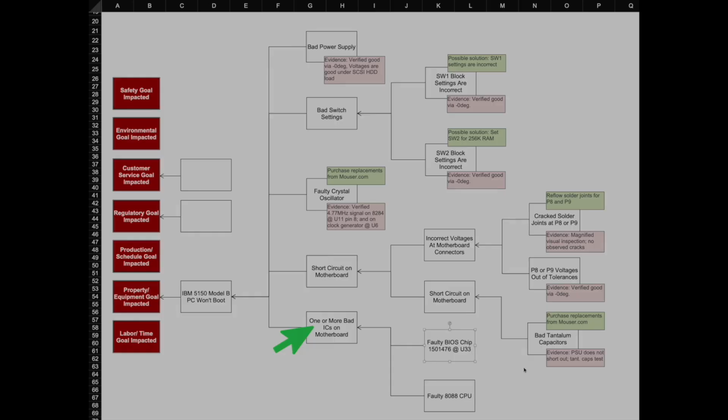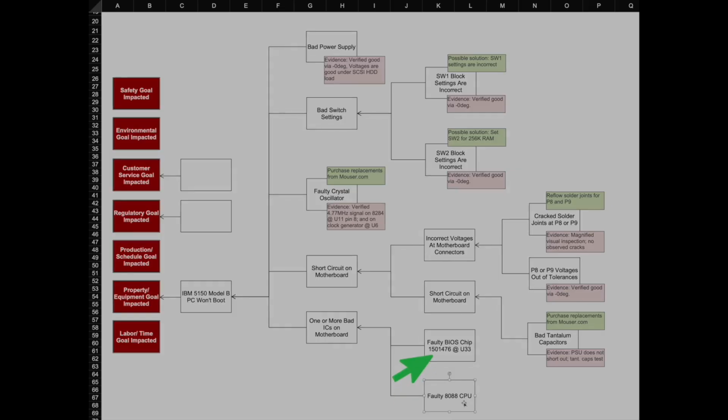We could have a faulty BIOS chip, part number 150147.6 at position U3 on the motherboard, or we could have potentially a faulty 8088 CPU. Now I have the AMD version of the 8088 CPU. It is functionally equivalent to the IBM Intel CPU that's available, also 8088. So these are the two things that we kind of need to dive into a little bit. We're going to get to the motherboard in just a minute and take a look at these, but I just want to talk about these two things next.